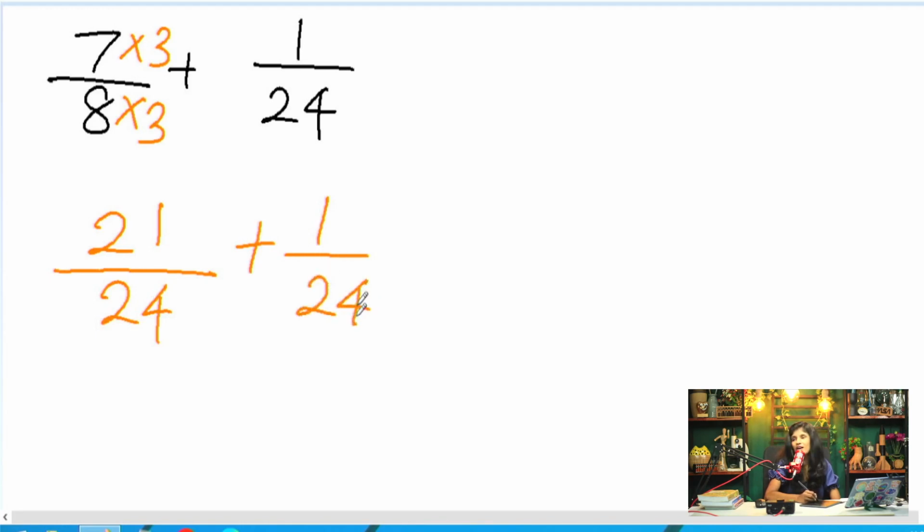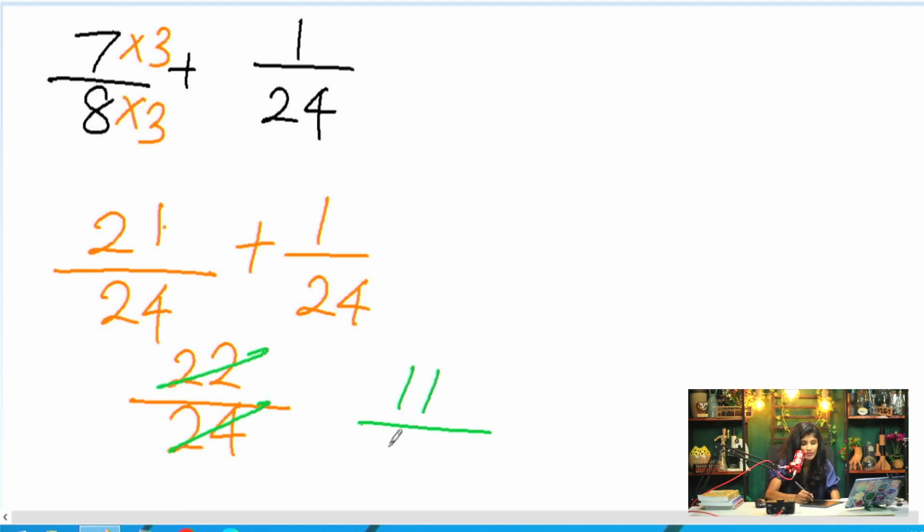1/24 is already there. Okay. So the answer is denominator 24, 21 plus 1, 22. So I have to simplify this one a little bit further by 2. 2 times 11, 2 times 12. So this is the final answer.